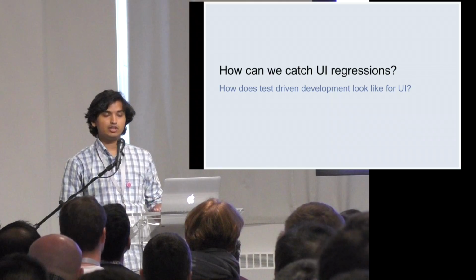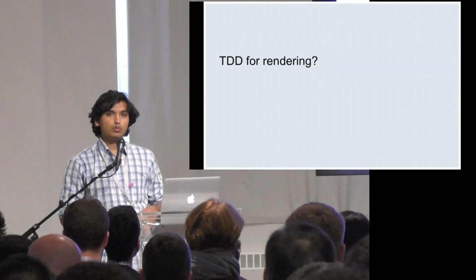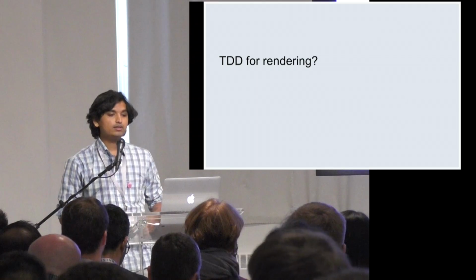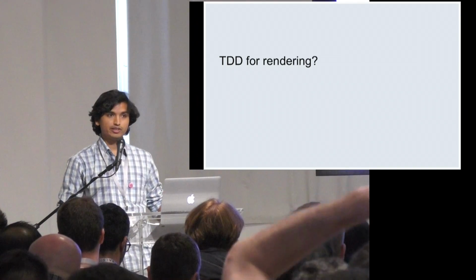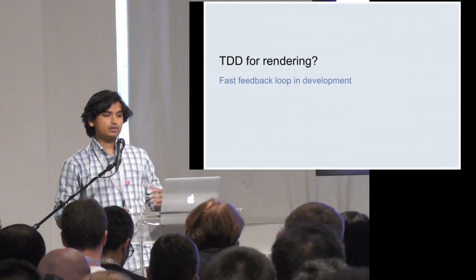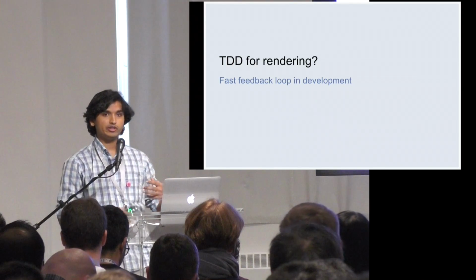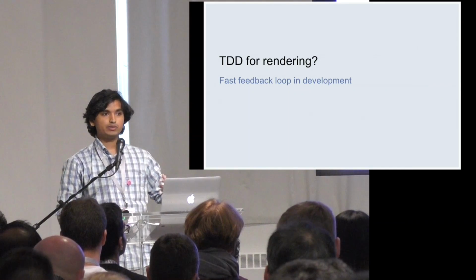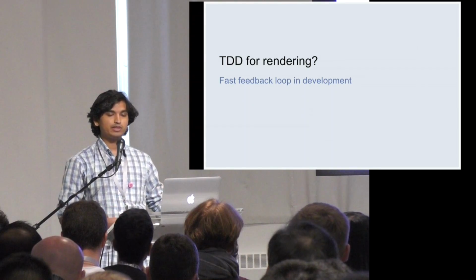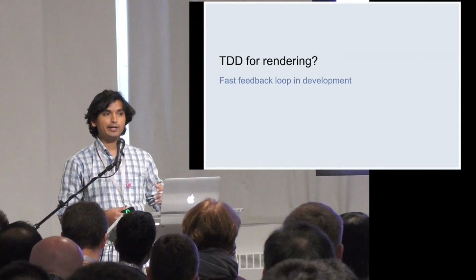So in order to try and find a solution, let's be inspired by test-driven development. What might test-driven development look like for rendering code? Well, I personally see two important things that we need here. One, we need a fast feedback loop in development. The point here is that in a TDD programming style, you're going to write a test, you're going to write your code, make sure the test passes. If the test does not pass, then you have this fast feedback loop where you keep going back and forth until your test passes and you know your code is right. We need a fast feedback loop even when you're modifying views.